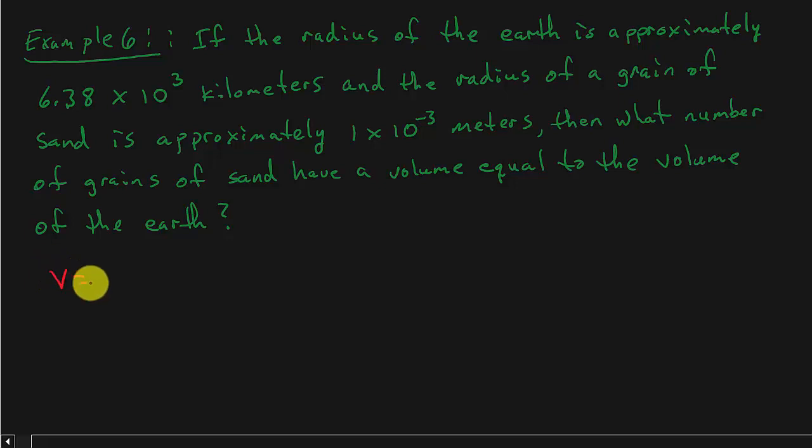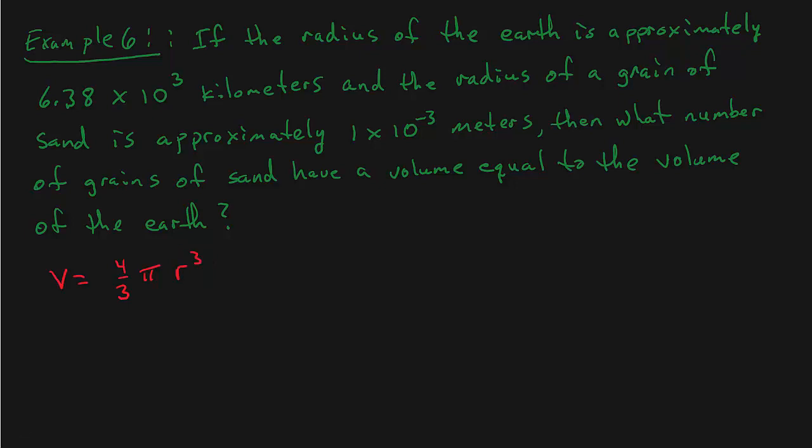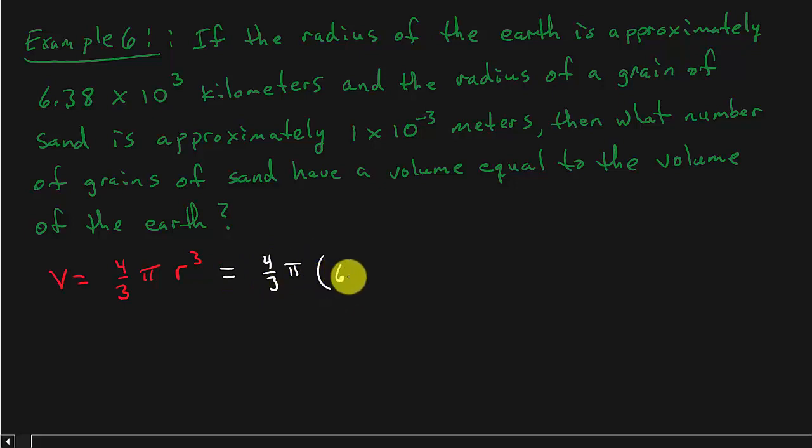So the volume is equal to 4/3 times pi times the radius cubed. That's the volume of the Earth. So the volume is 4/3 pi times what? 6.38 times 10 to the third, cubed. That's the volume of the Earth.